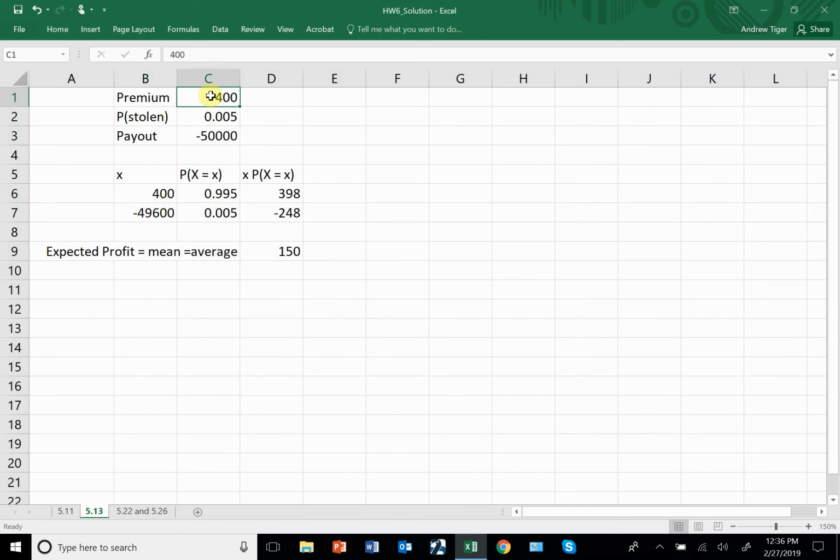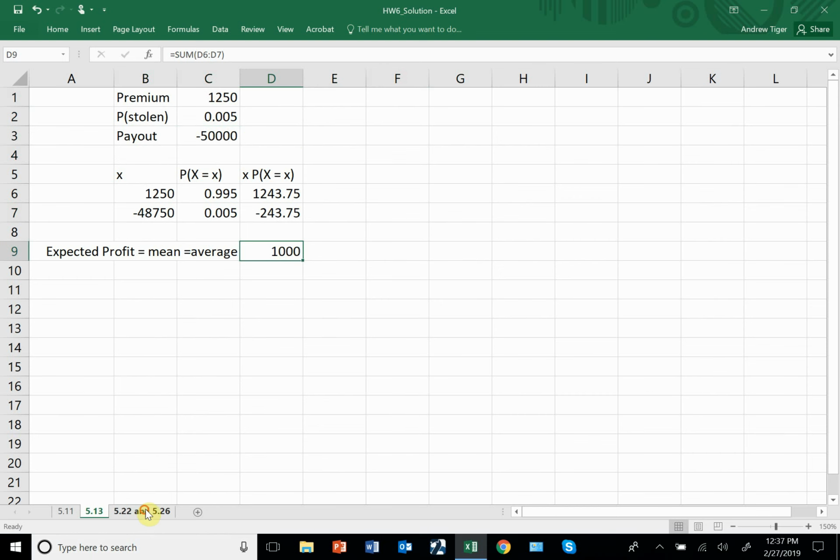So I'm just going to play with this number, which is this one. Let's make that. What if I change the premium to $1,000? The expected profit is $750. What if I make this $1,100? $850. What if I make it $1,250? There you go. So if I make the premium $1,200, if I charge $1,200 every time period, my expected profit is that.